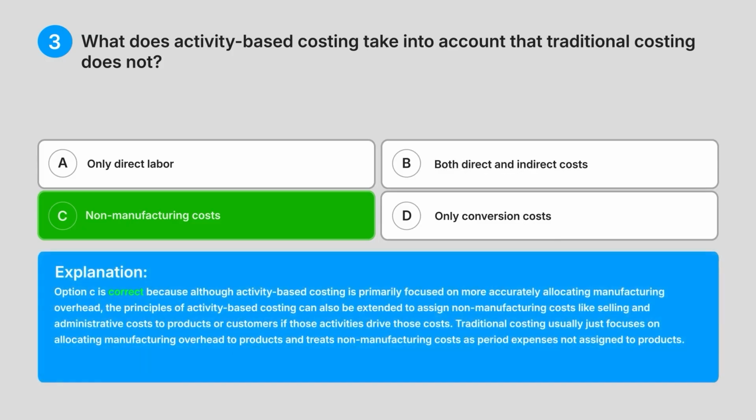Explanation. Option C is correct because although activity-based costing is primarily focused on more accurately allocating manufacturing overhead, the principles of activity-based costing can also be extended to assign non-manufacturing costs like selling and administrative costs to products or customers if those activities drive those costs. Traditional costing usually just focuses on allocating manufacturing overhead to products and treats non-manufacturing costs as period expenses not assigned to products.